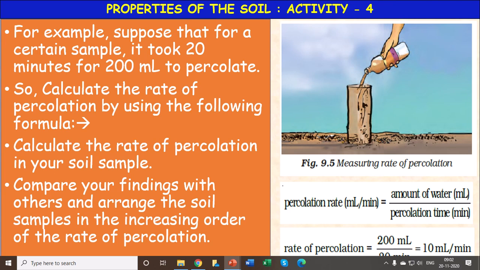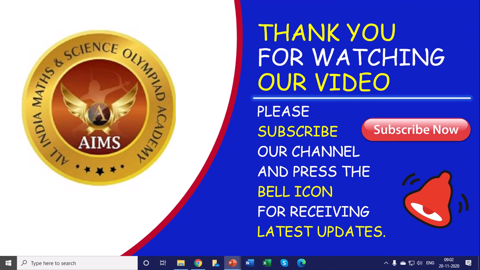Okay, children, this is the first property we are measuring. So do this experiment and find out the result.